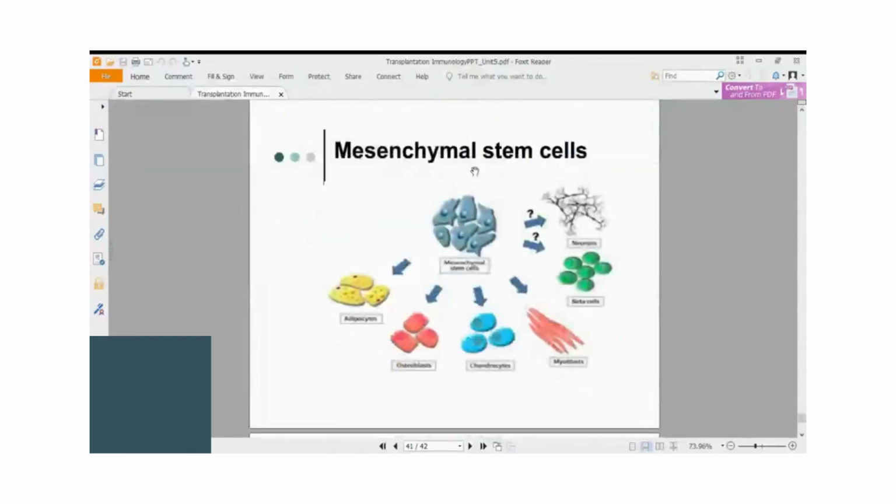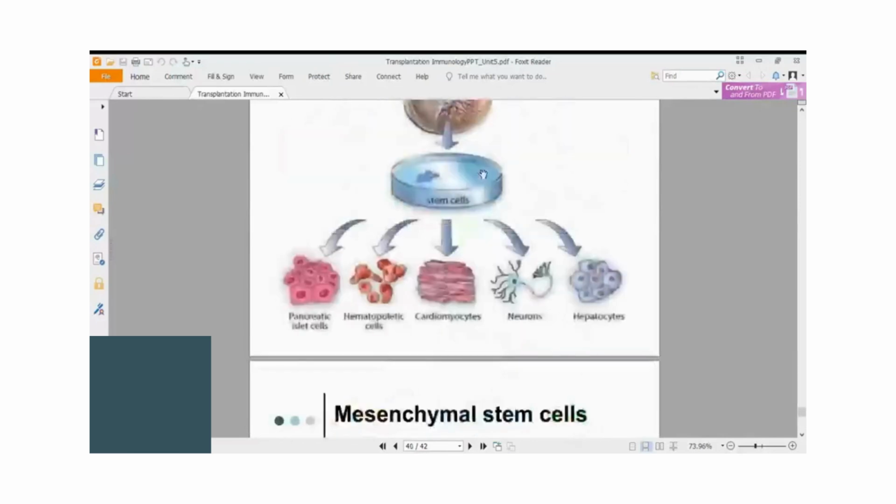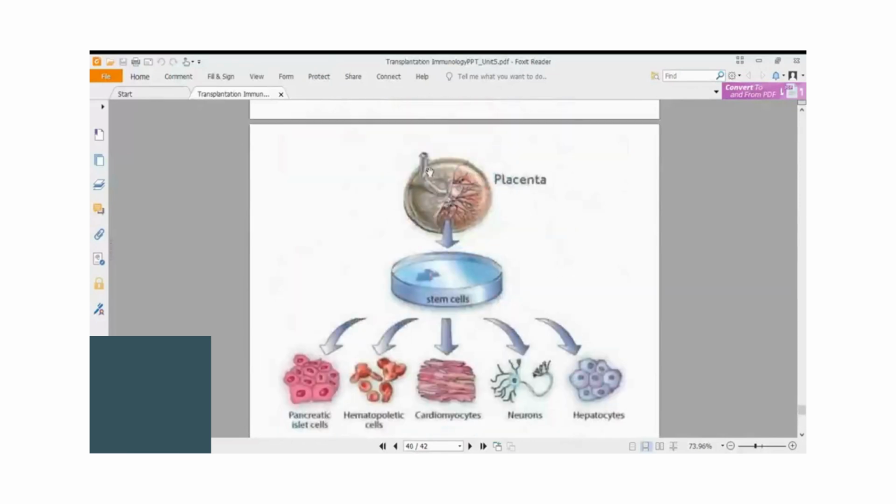Then coming to the mesenchymal stem cells. Oh, one more important point I forgot to mention. The placenta grows the umbilical cord, this umbilical cord. And that umbilical cord will be in contact with the fetus. And that umbilical cord will have arteries and the veins.